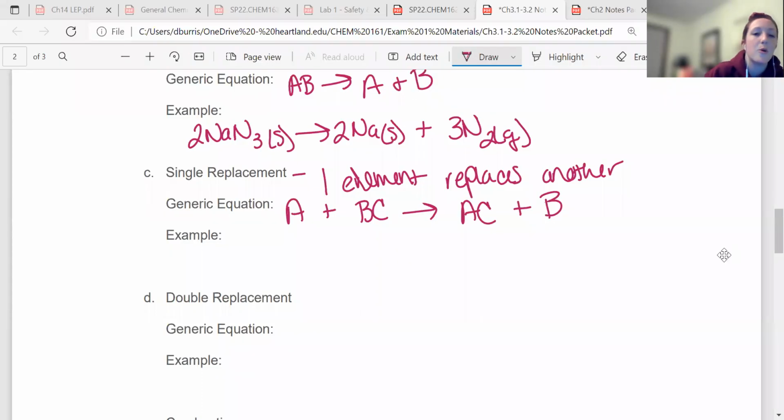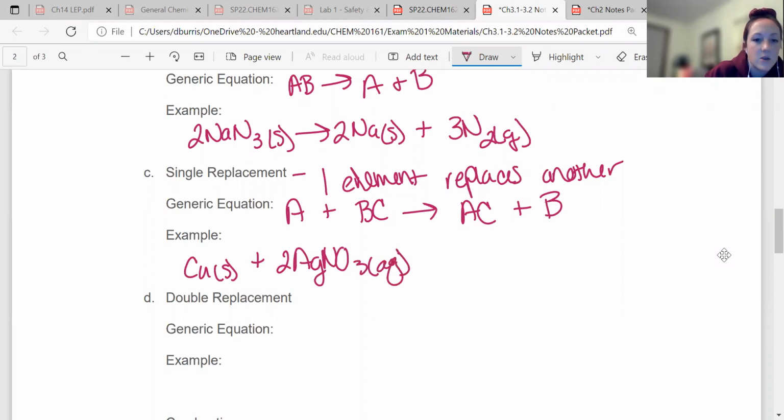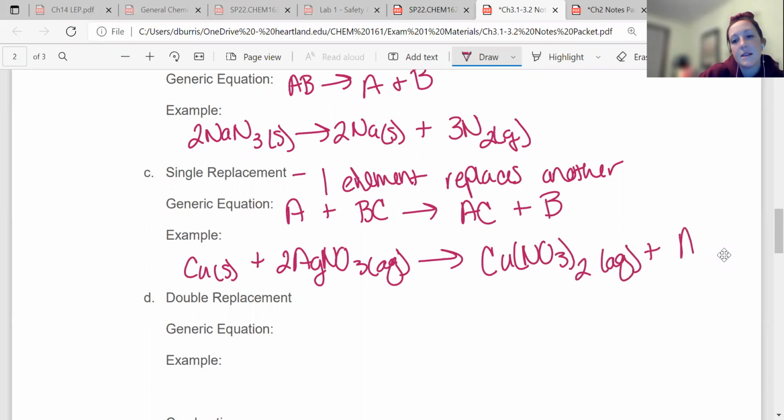Sorry about that. A more appropriate example would be solid copper. So one single element reacting with silver nitrate, AgNO3 aqueous. So single element and compound, and then the silver and the copper actually switch places. So now I end up with copper nitrate and solid silver. Okay, something along those lines.